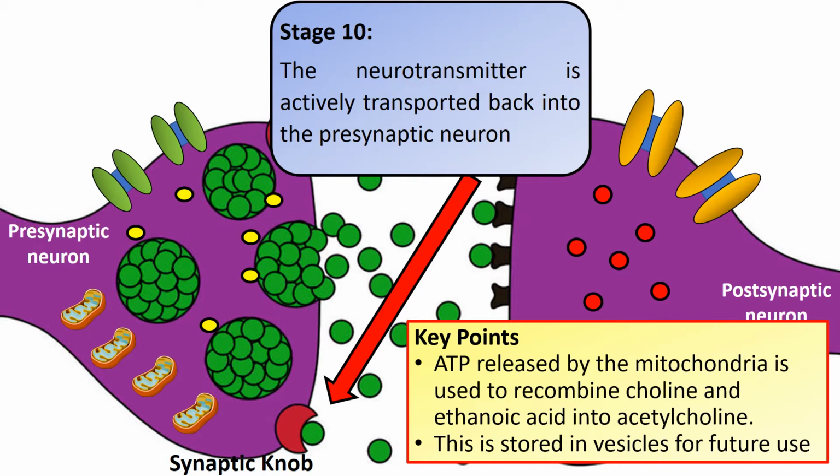In order for our neurotransmitter to be taken back up into the presynaptic neuron and stored back in vesicles, ATP is produced by many mitochondria, and the choline and ethanoic acid is recombined into acetylcholine and stored in vesicles for future use.